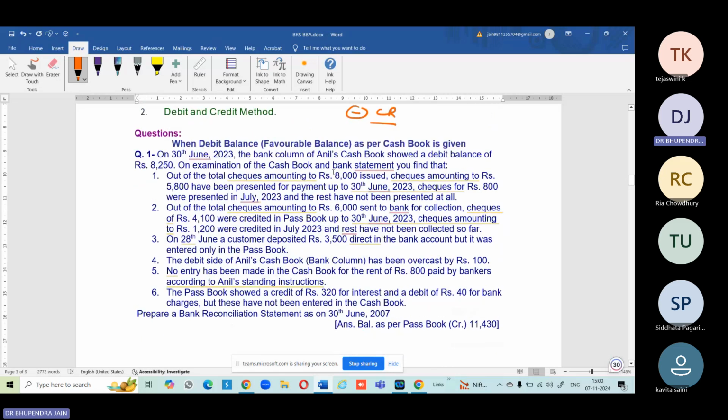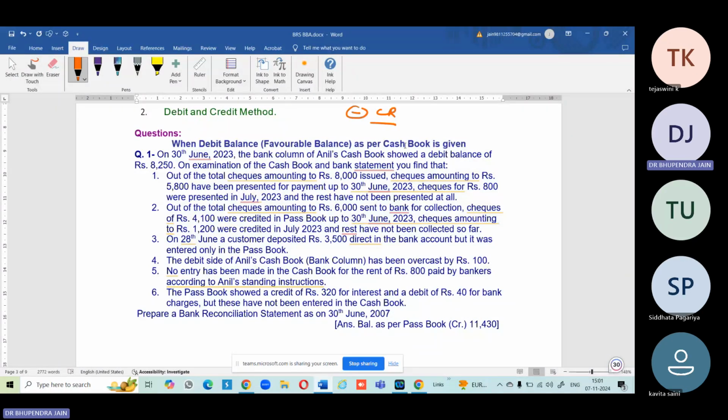Okay. Question number 1. The situation is when the debit balance or the favorable balance as per cash book is given. Clear? If the bank has a debit balance in the cash book, this means you have cash in the bank. If the bank balance is unfavorable or negative, that means this is a bank overdraft. You have withdrawn an amount from the bank over and above your deposit. So two things here: balance may be debit or balance may be credit.